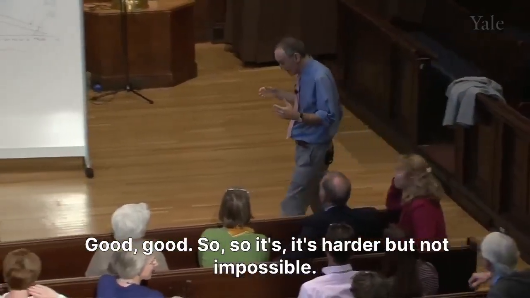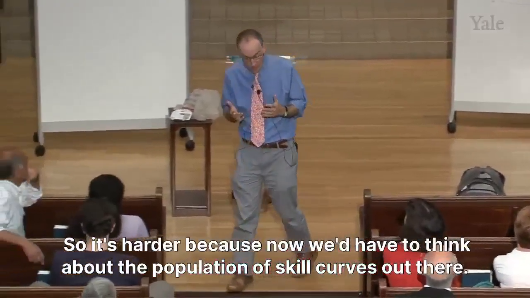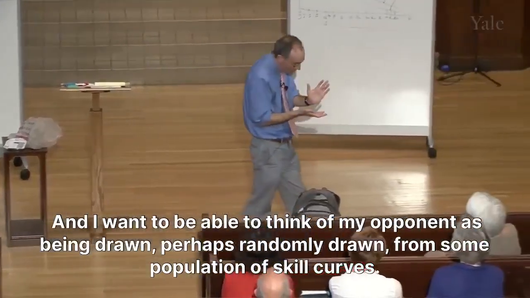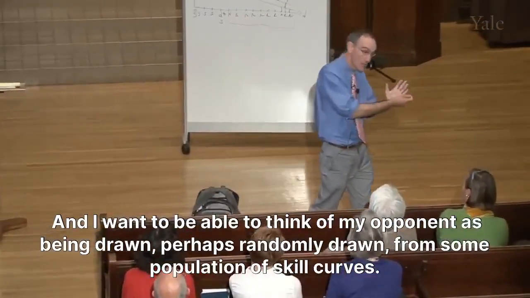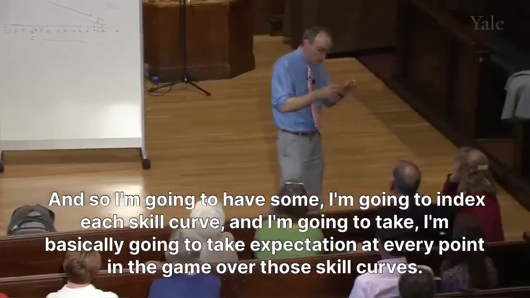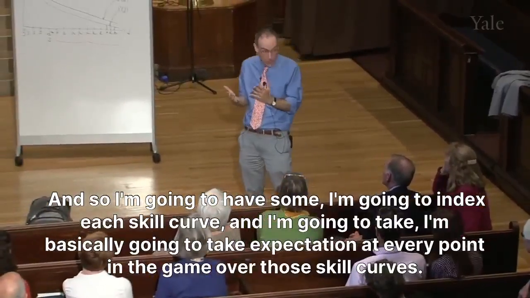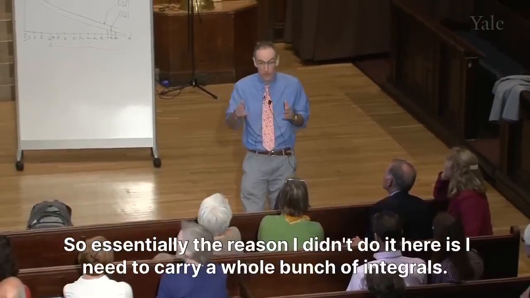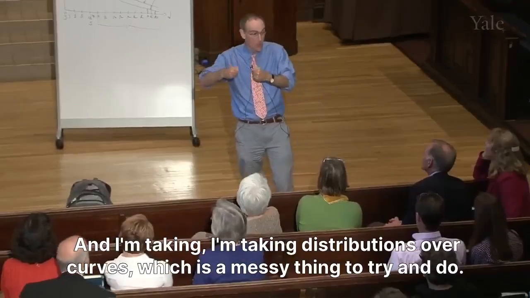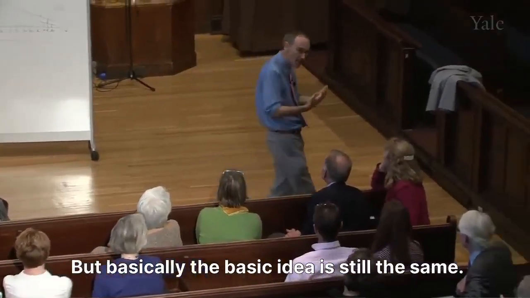Good, good. So it's harder but not impossible. It's harder because now we'd have to think about the population of skill curves out there. I want to think of my opponent as being drawn, perhaps randomly, from some population of skill curves. I'm going to index each skill curve, and take expectation at every point in the game over those skill curves. The reason I didn't do it here is I need to carry a whole bunch of integrals, and I'm taking distributions over curves, which is a messy thing to do. But the basic idea is still the same.